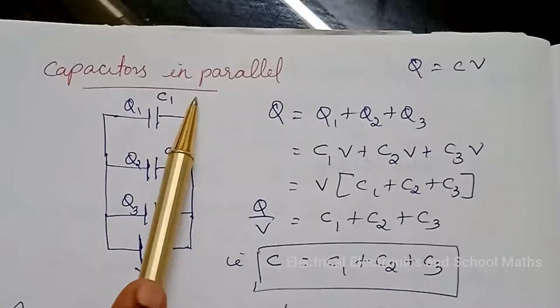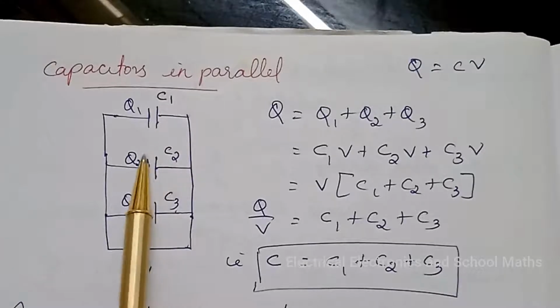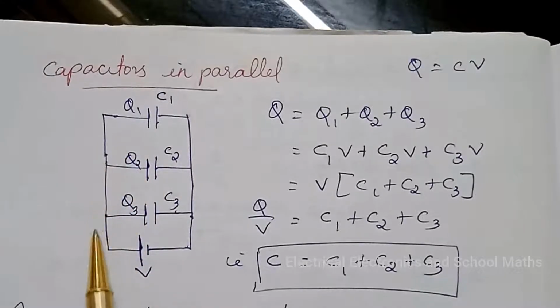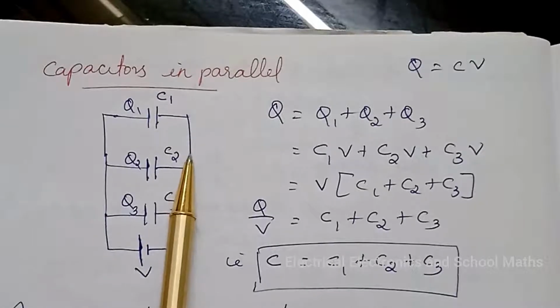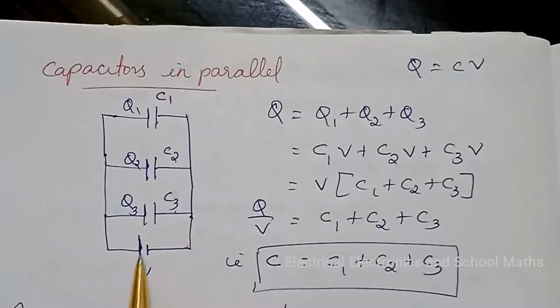Next is capacitors in parallel. When one plate of each capacitor is connected to the positive terminal of the supply and the other plate of each capacitor to the negative terminal of the supply, they are said to be connected in parallel.